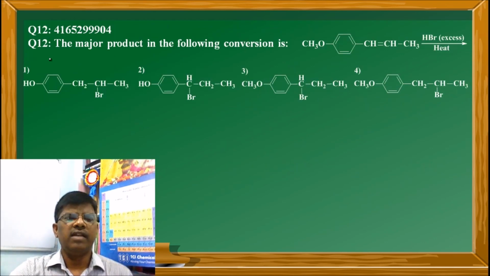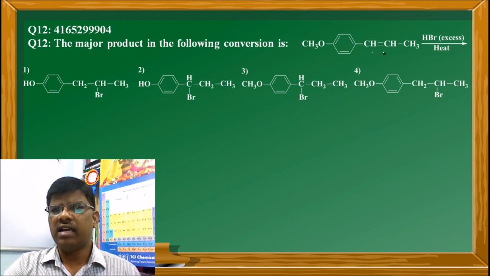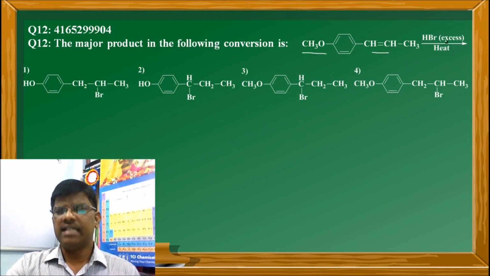Next, question number 12. The major product in the following conversion is, the conversion taking a starting material of methoxy and alkene compound and doing the reaction with HBr under heating reaction conditions. Dear friends, in this reaction, this alkene undergoes electrophilic addition reaction and this methoxy is going to undergo demethylation in the presence of excess HBr. How?